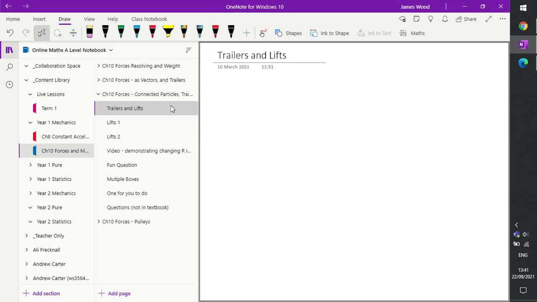Okay, in this third lesson of mechanics and forces, I want to have a look at trailers and lifts. So last lesson we looked at focusing on trailers. Now I want to look at lifts. Lifts are essentially another version of connected particles, but they're vertical rather than horizontal. So they are the same sort of thinking.